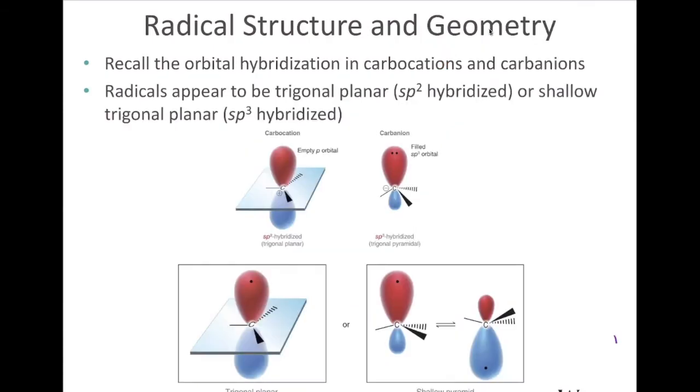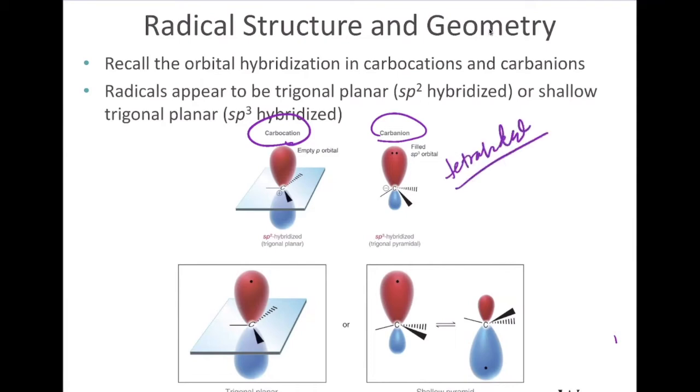What does a radical look like in terms of structure? Remember a carbocation, we had that empty p orbital, and the three groups that were attached to our carbon were planar. And with a carbanion, because those two electrons occupy an sp3 hybridized orbital, that shape is tetrahedral.